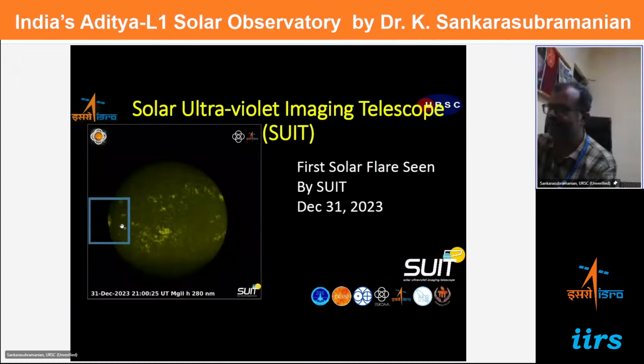And SUIT did observe a flare. Of course, I don't have a movie for this, but what you see here is a brightened region, which is nothing but a flare that happened on December 31st, just before the New Year's Eve flare, which has been observed by SUIT and other instruments on board at L1.